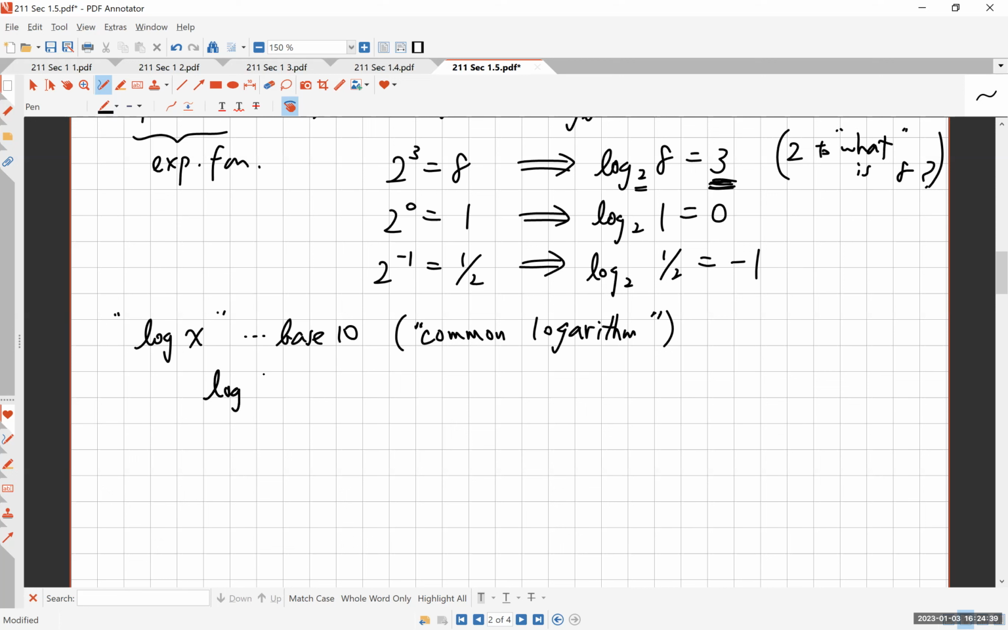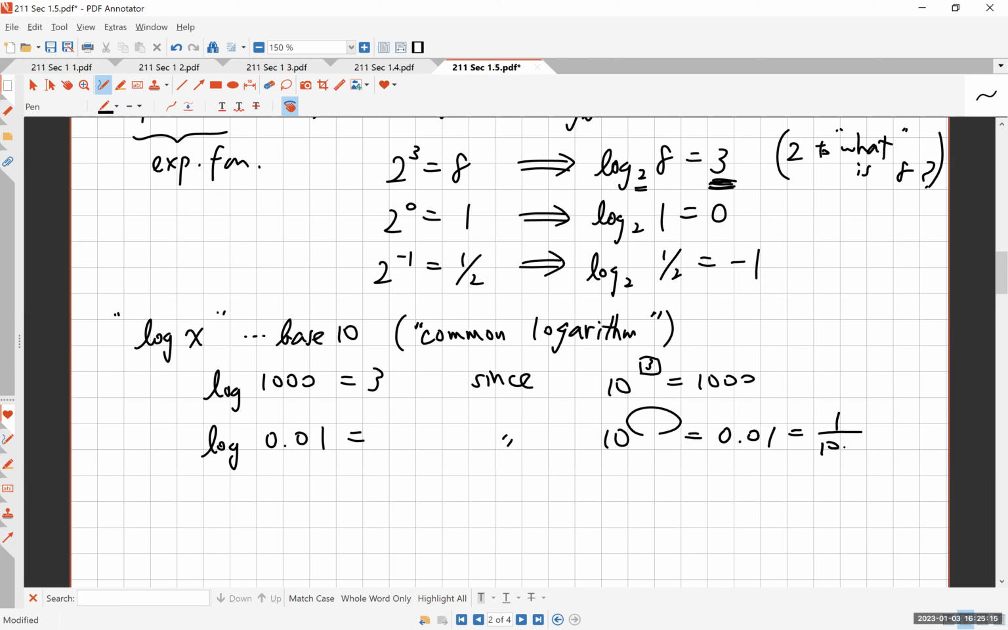And so if I ask you, what is log of 1,000? Can you tell me what that is? This is log base 10 of 1,000. The answer is the exponent to which you raise 10 in order to get 1,000. Okay, so the answer is 3, since 10 to the third is 1,000, right? What is log of 0.01? Again, this is 10 to what number is going to give you 0.01, which is 1/100? And the answer is negative 2, right? Because 10 to the negative 2 is precisely that number, 0.01.